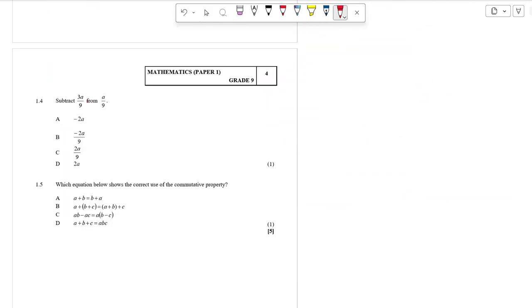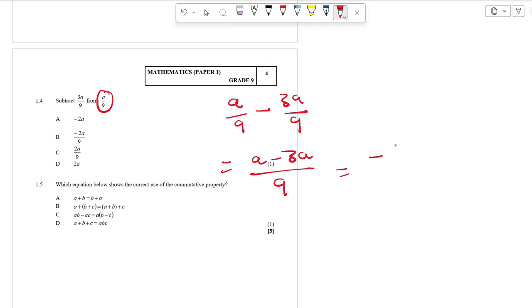They say subtract 3a over 9 from a over 9. So it means we must start with this. We say a over 9 minus what? 3a over 9. We copy the denominator, we subtract the numerators. This will result in minus 2 over 9, which when you simplify, it can become what?